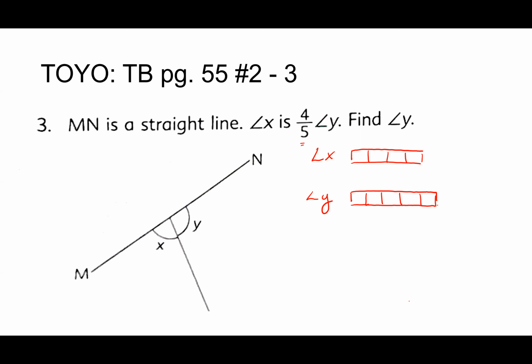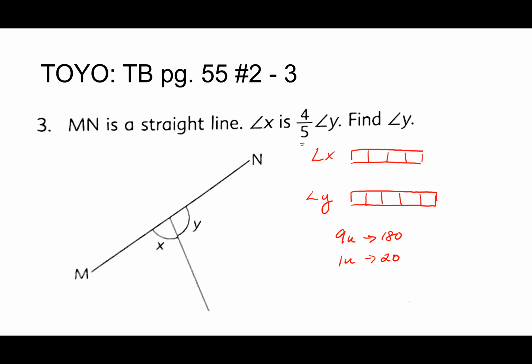So how many units do I have that add up to 180 in this problem? I have 9 units. Good. So 9 units are 180. So 1 unit equals what? Well, we're going to divide both sides by 9. What's 180 divided by 9? 20. Good. Now I need to solve for both.